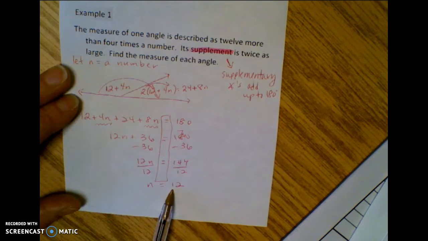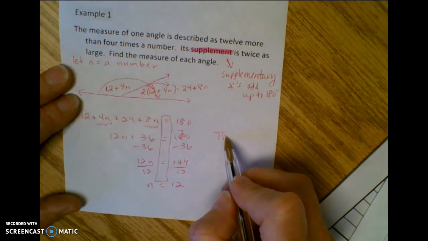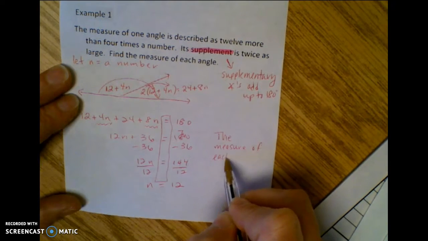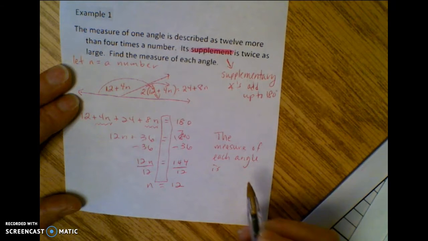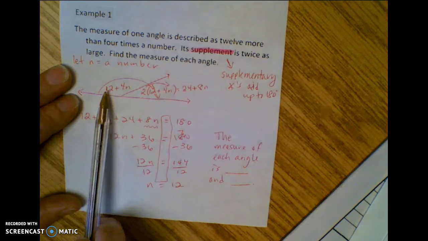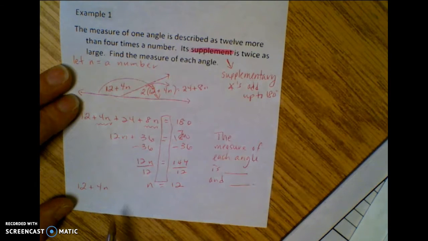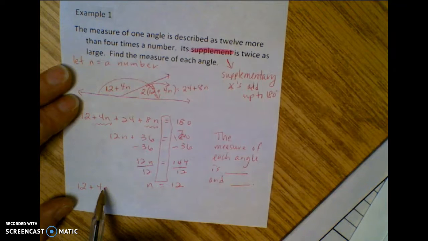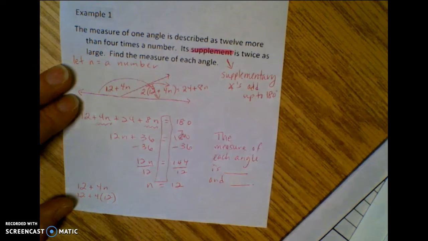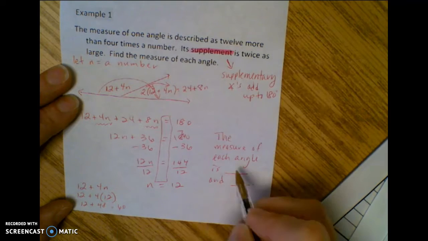We aren't completely done with this question because our job was to find the measure of each angle. So you're going to start a sentence answer. The measure of each angle is, and remember there are 2 values that we're looking for. One angle measured 12 plus 4 times n. So we're going to do a little bit more math down here. We know that the first angle is 12 plus 4 times n. n is really 12. So you're going to multiply 4 times 12, and then you're going to add 12. So this should total up to be 60 degrees.